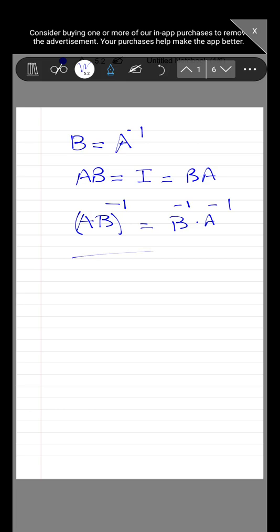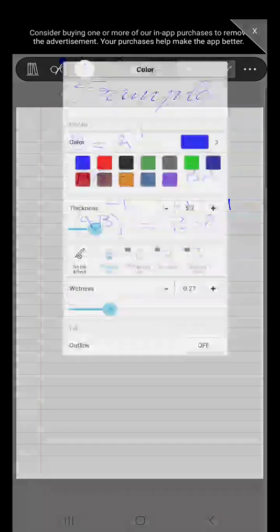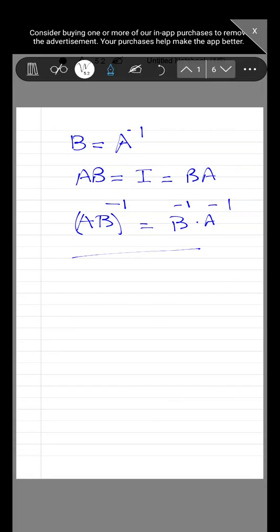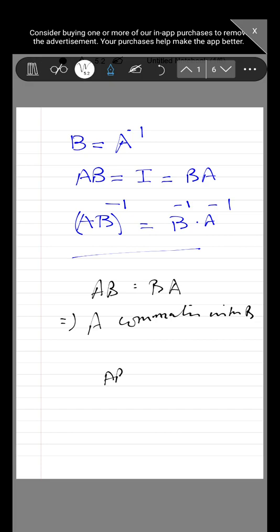Now, in this case, if A into B is equal to B into A, then it implies that matrix A commutes with B, and if AB is equal to minus BA, then A anti-commutes with B.